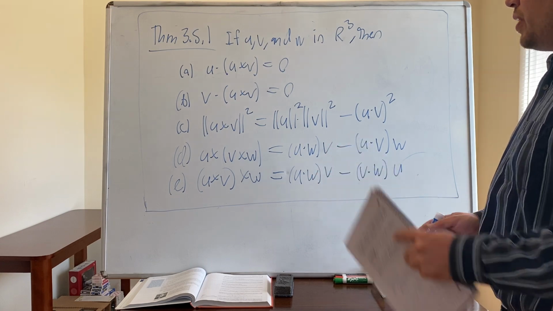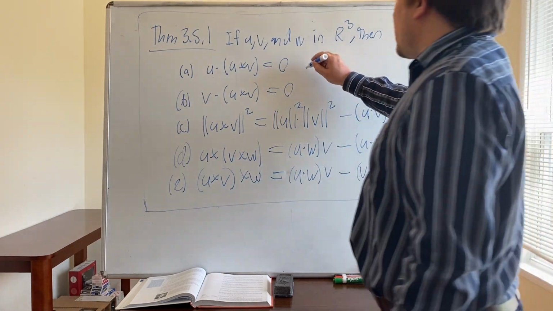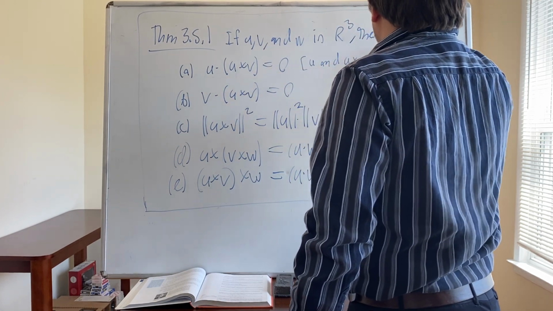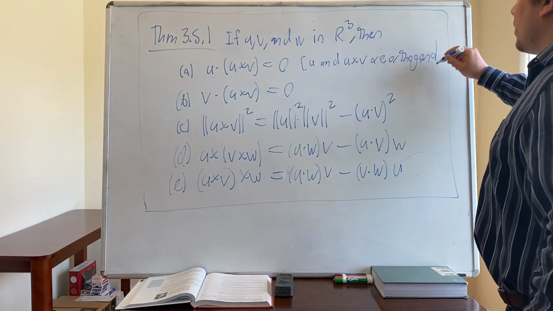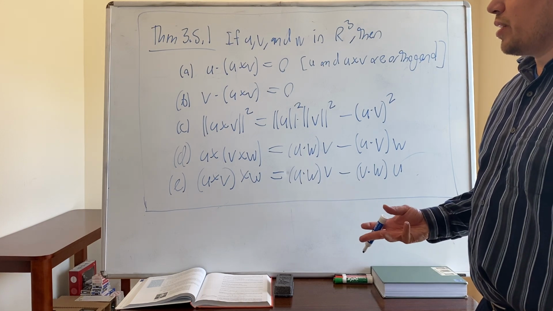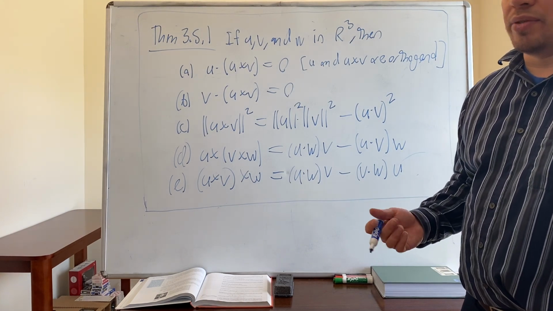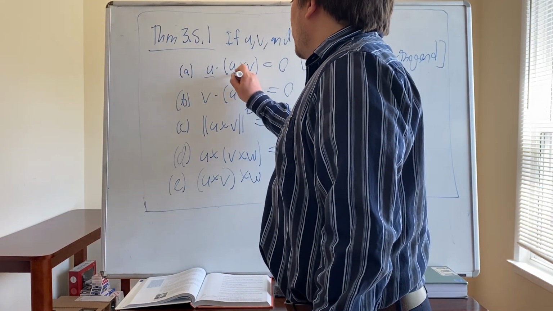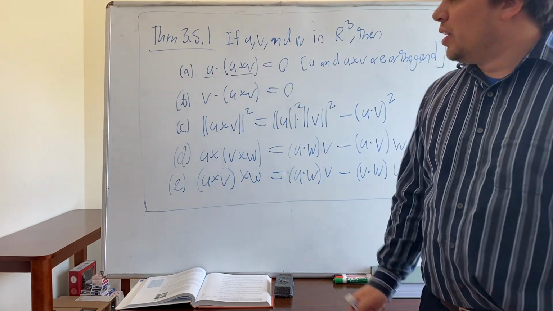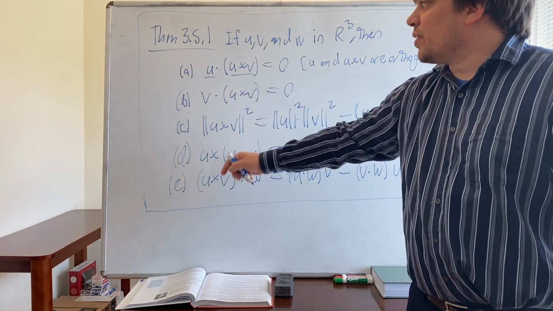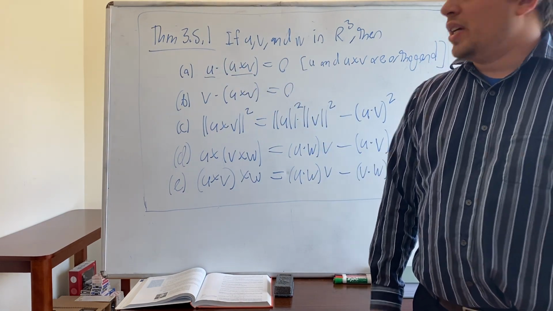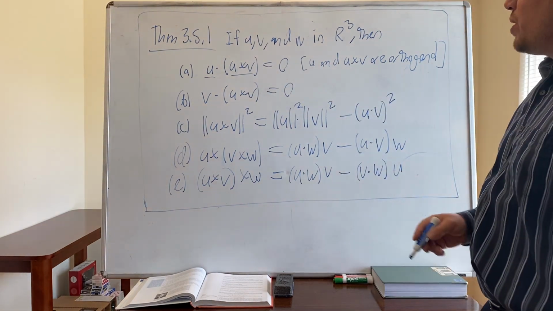And so part A is telling you that the vectors u and u cross v are orthogonal. If you're saying u dot u cross v is equal to 0, 2 vectors are orthogonal or perpendicular when their dot product is 0. When you take the cross product of 2 vectors, you get another vector. So this is a vector, that's a vector, there are 2 vectors. When you dot product them, you get 0. That means that they're orthogonal or perpendicular. And so this equation is telling us that u and u cross v are orthogonal.